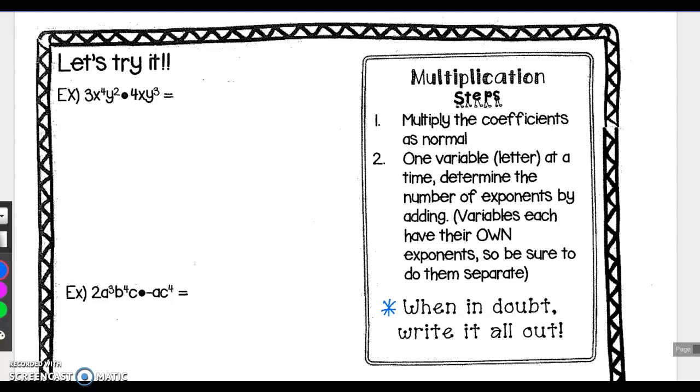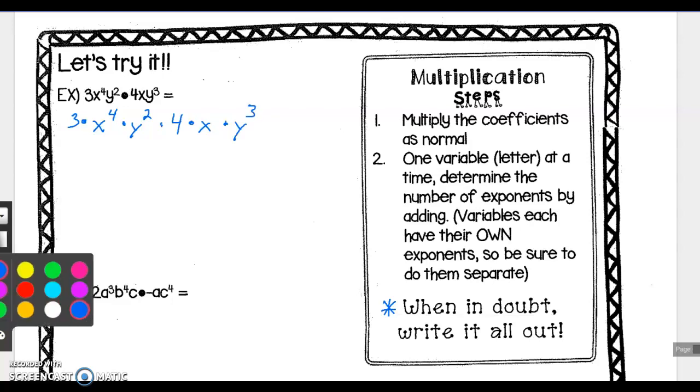Notice we're multiplying 3x to the fourth, y to the second, times 4x to the first, y to the third. There's a big multiplication sign here, but honestly, this means all multiplying. This means 3 times x to the fourth times y to the second times 4 times x times y to the third. Now, a little hint I want to give you is anytime you have a single variable, what's its exponent? Don't say 0 because it exists. X is here. So it's 1.